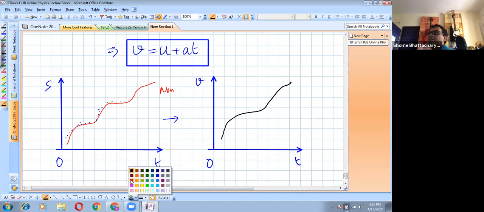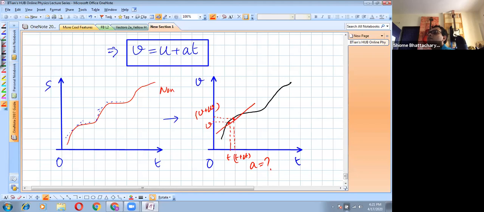Now, at a certain instant of time, what is the instantaneous acceleration? To find it, we have to take a very small interval of time, from t to t plus delta t. During that time, the velocity has changed from v to v plus delta v. Then we join these two points with a straight line, and the slope of that straight line will become the acceleration. So the instantaneous acceleration will become delta v by delta t.